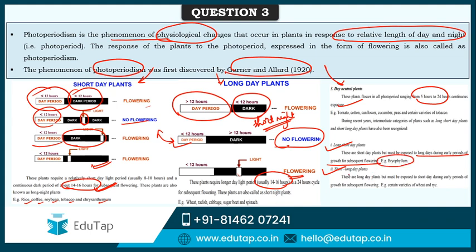Short long day plants are generally long day plants but must be exposed to short days during the early periods of growth for subsequent flowering. Generally certain varieties of wheat and rye, because wheat as such is a long day plant. Because of that, only very few varieties come under this. So this is about photoperiodism and the types that come under it.